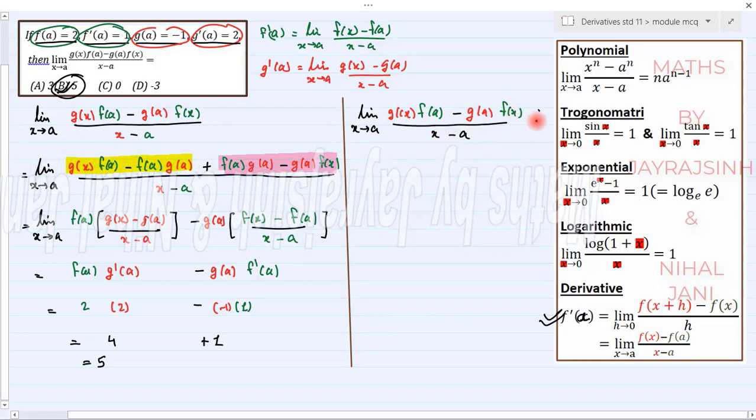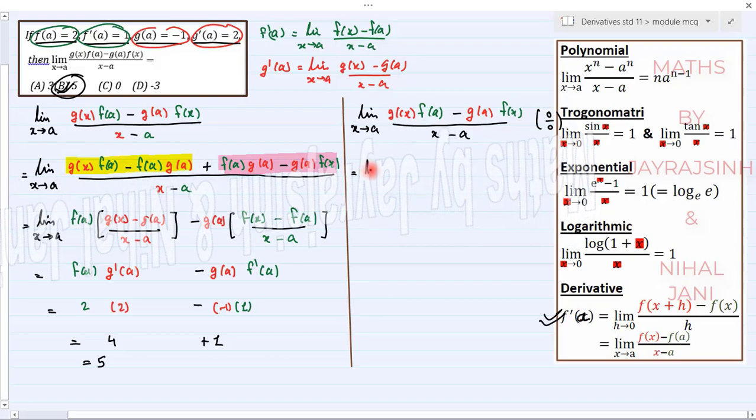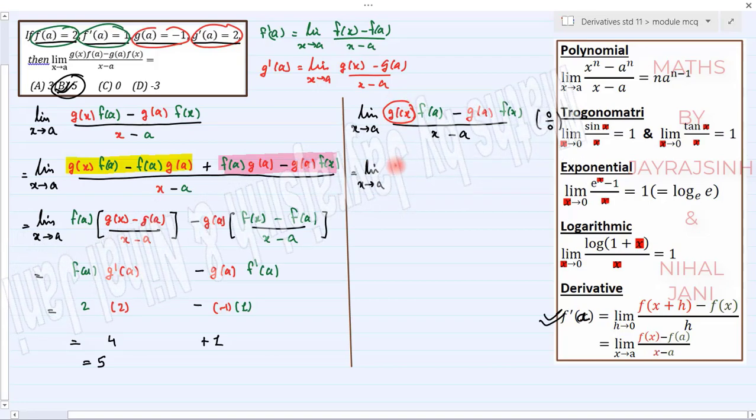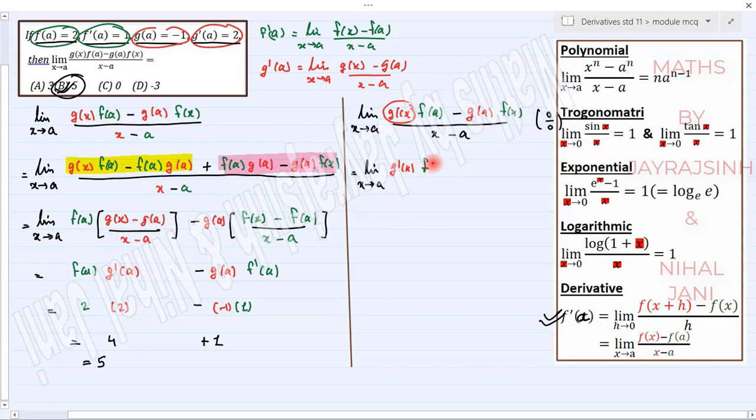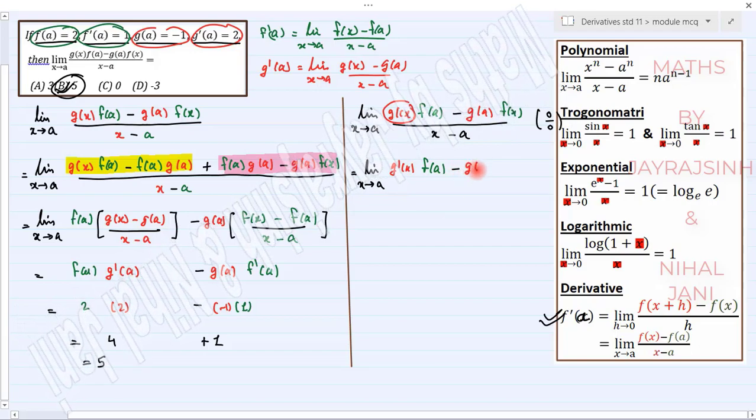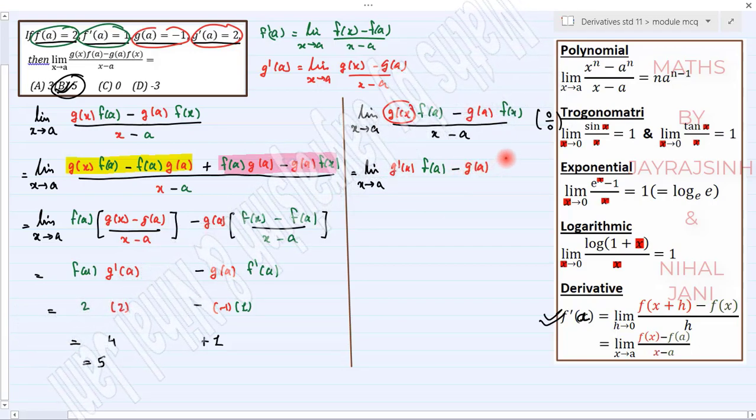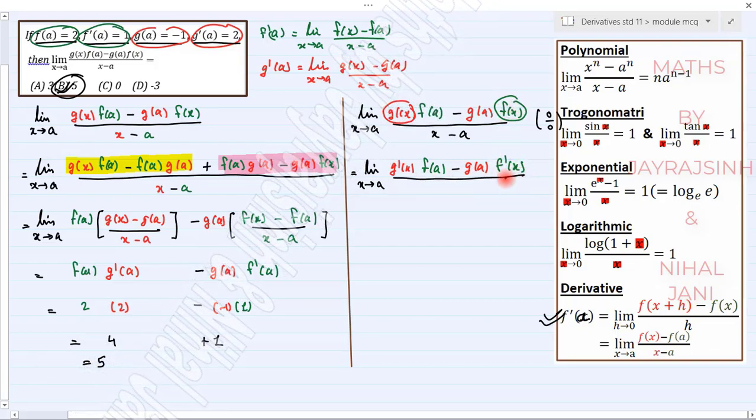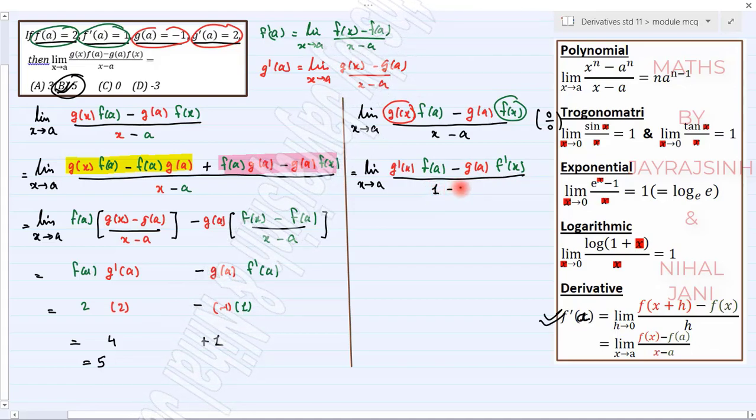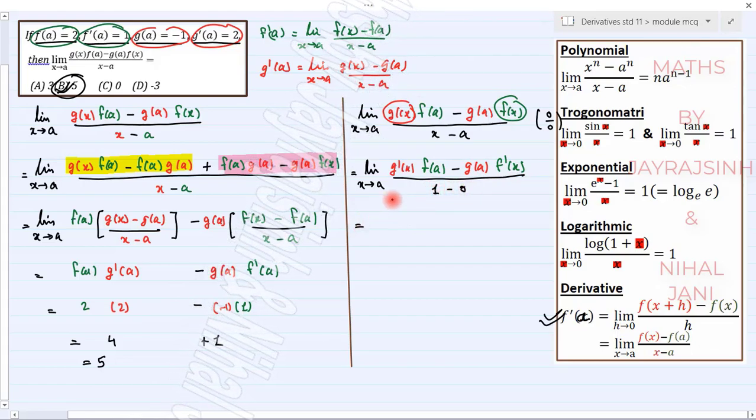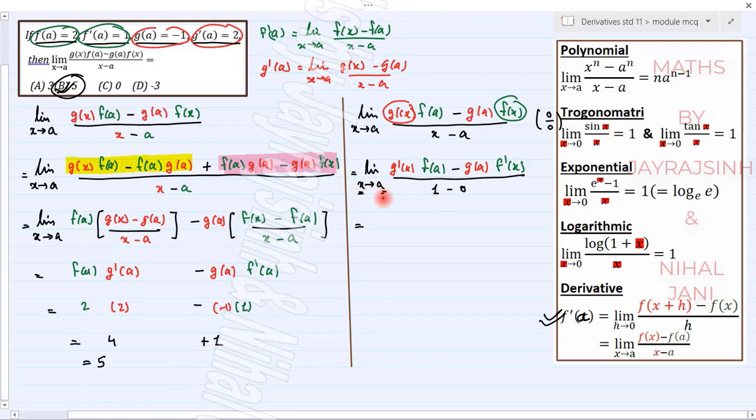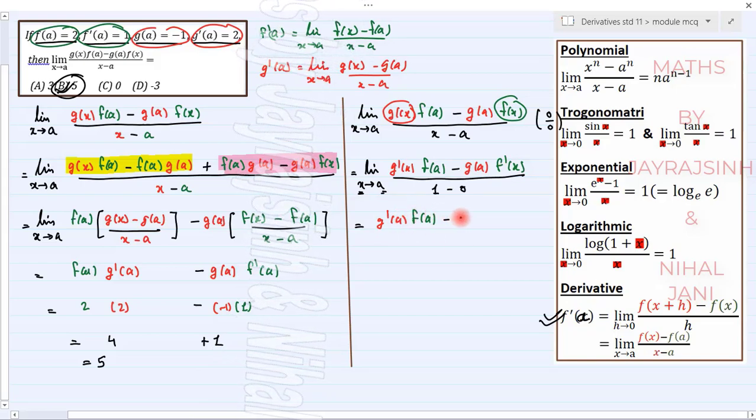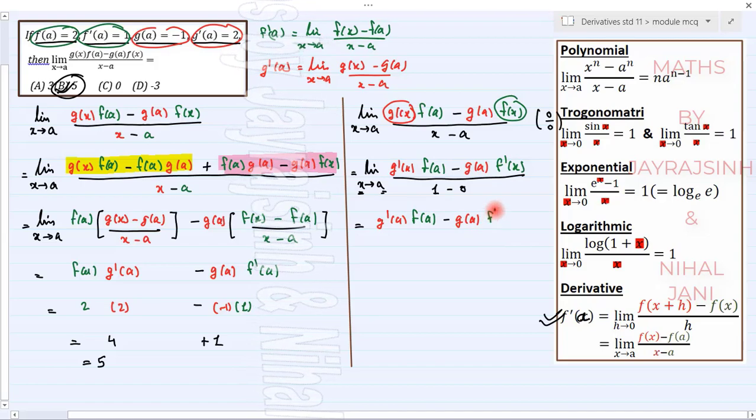Okay, if we place the limit, we'll get 0 by 0 form. So we can apply L'Hospital rule. So differentiation of g of x will be g dash x, your f of a and g of a will be as it is because they are constant terms, and differentiation of f of x will be f dash x upon differentiation of x will be 1, differentiation of a will be 0. So we are ready to apply the limit. Replace your x by a. So here we'll get g dash a f of a minus g of a into f dash a.